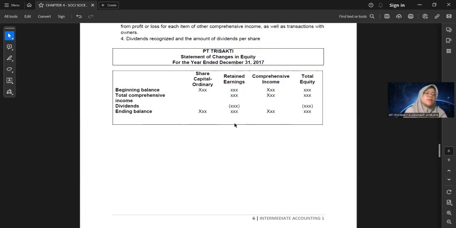Okay, here is the format for how we will prepare a report on change in equity. Starting with the beginning balances, starting from share capital ordinary, and then retained earnings and comprehensive income, and finally there is a total equity of the three. After that, we will enter the income balance that we take from the income statement that we made previously. We put it here.